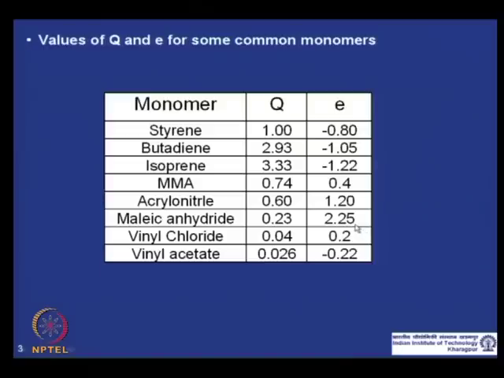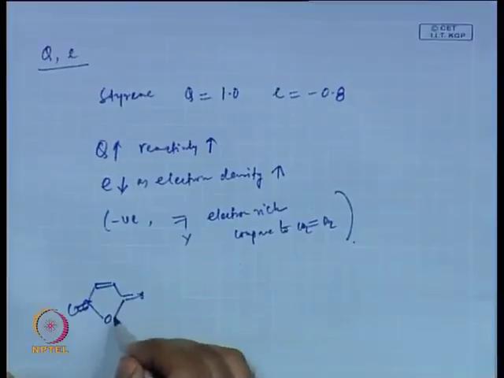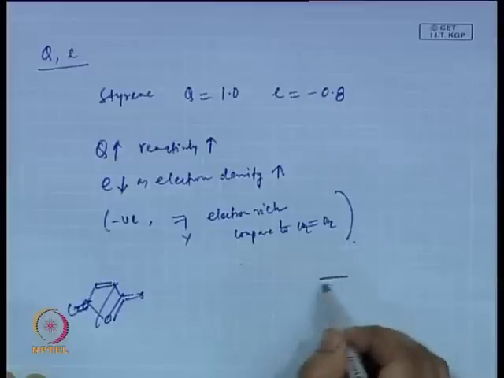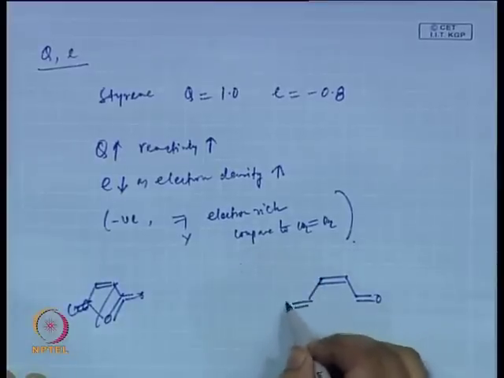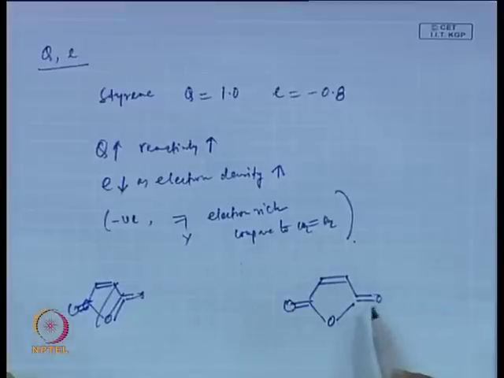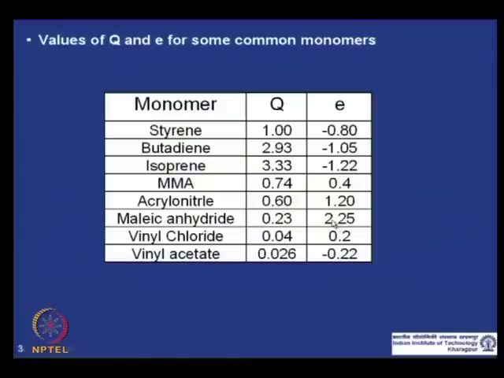Look at this monomer maleic anhydride. We know the structure of maleic anhydride. Now this has two very strong electron withdrawing groups. So basically the electrostatic charge will be much more positive compared to an ethylene group, and that is why the value for E is quite high, positive 2.25.